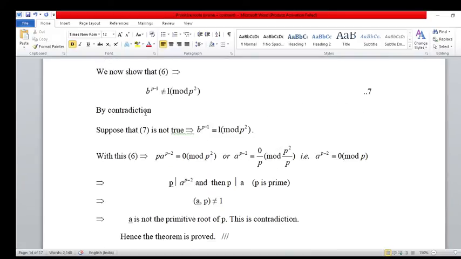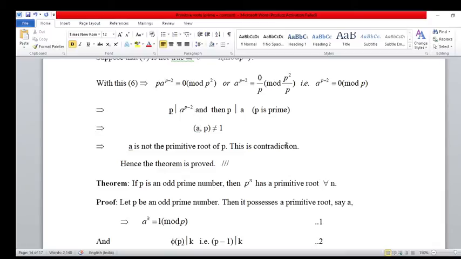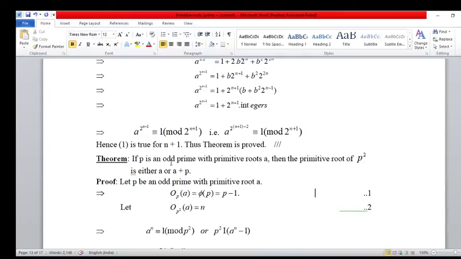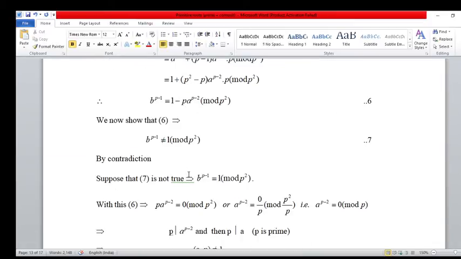Here we obtain a contradiction, hence the theorem is true. This theorem is true for p a prime number with a a primitive root. Then the primitive roots of p squares are either a or a plus p. So this theorem is true.